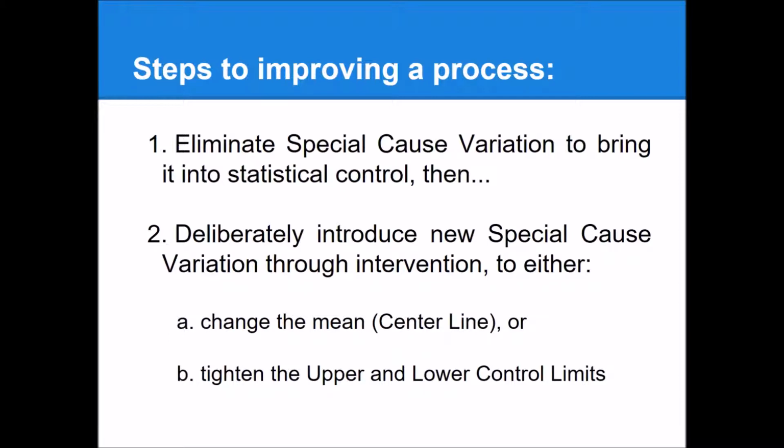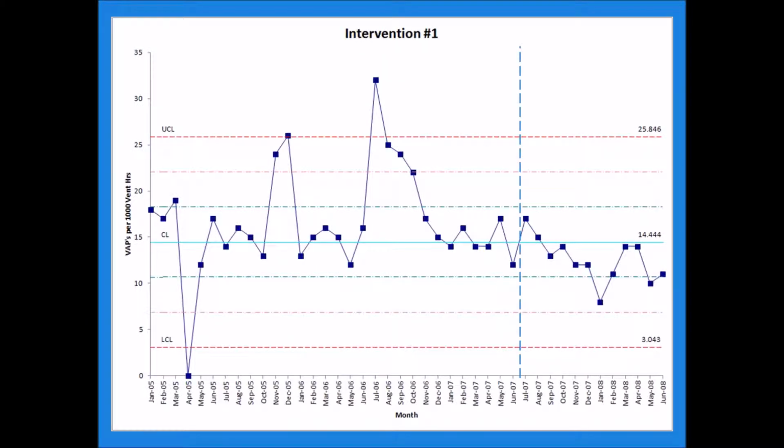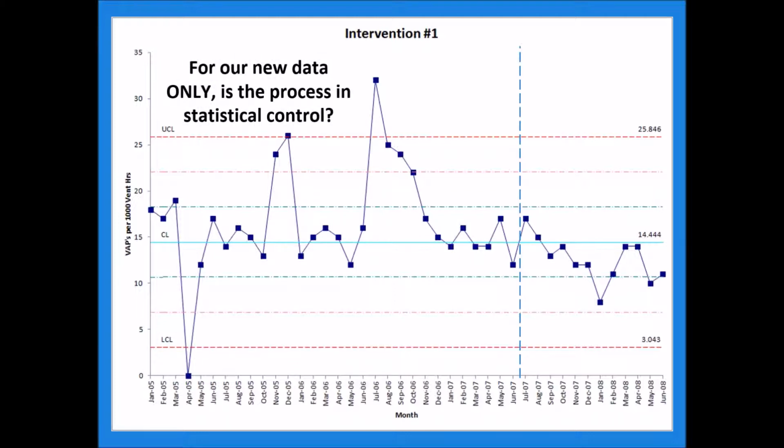And each of those interventions are usually aimed at either changing the mean or the center line of your data, or tightening up the upper and lower control limits, in other words, decreasing the variability between the points of your data set. In the case of our ventilator-associated pneumonia project, once the team had gotten rid of special cause variation initially, they then made an intervention, which is represented by the vertical dotted line in this graph. After that intervention, look at that data and tell me if that process is now in statistical control.